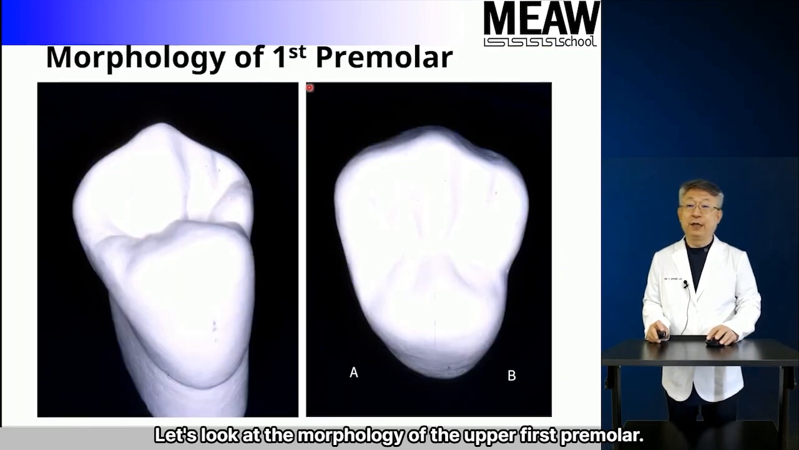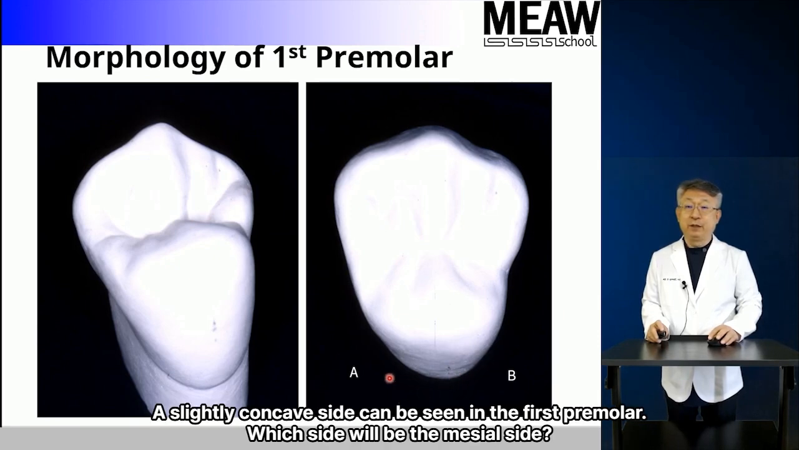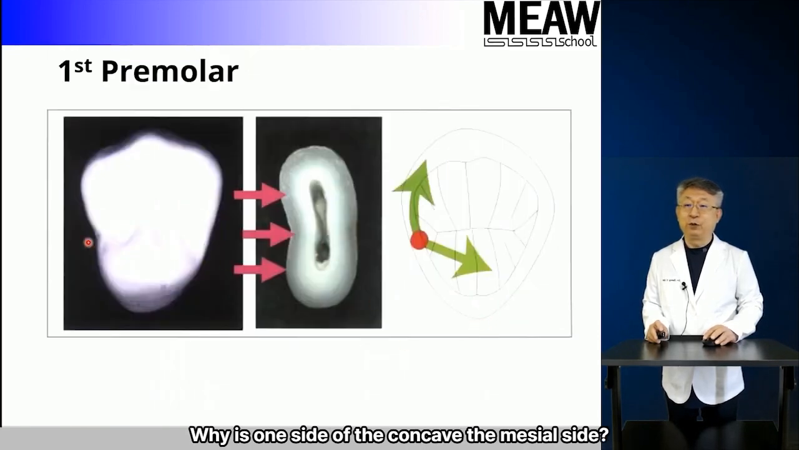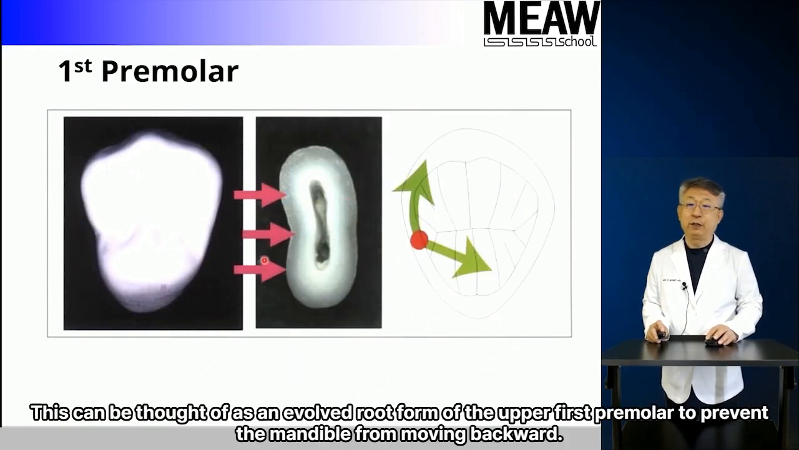Let's look at the morphology of the upper first premolar. A slightly concave side can be seen in the first premolar. Which side will be the mesial side? Is it A? Is it B? The side with the concavity is the mesial side, like in B. Why is the concave side the mesial side? This can be thought of as an evolved root form of the upper first premolar to prevent the mandible from moving backward.